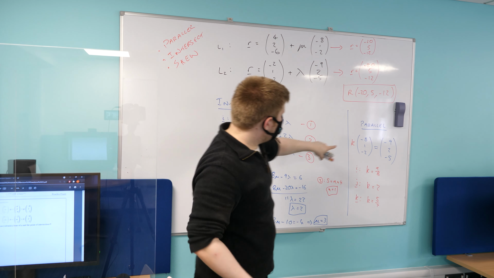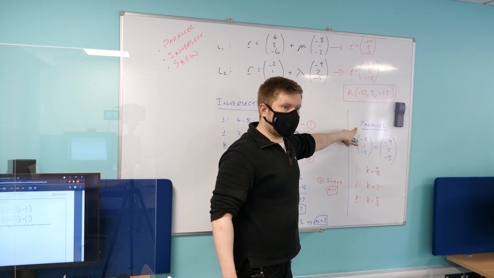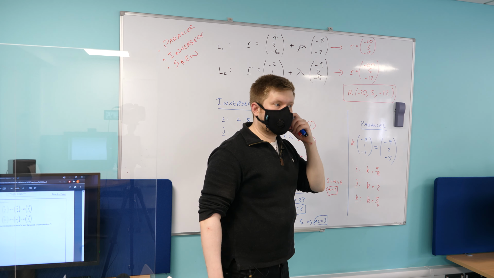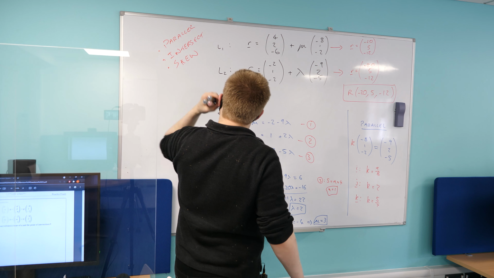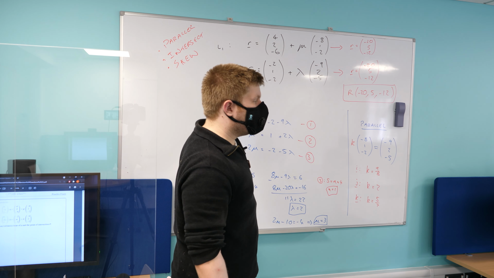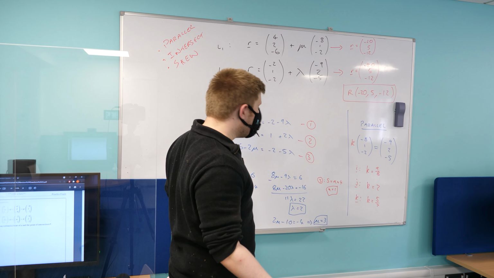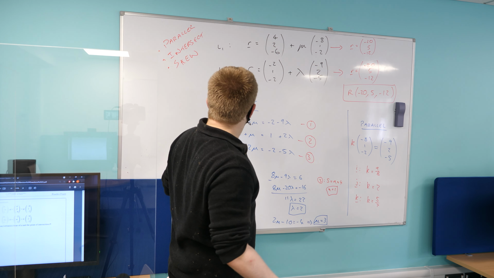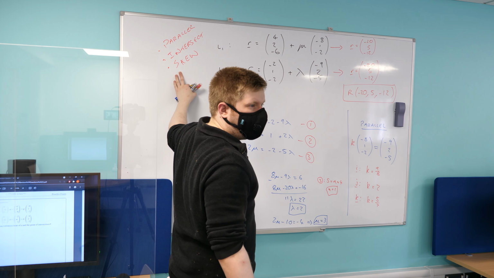So parallel, we've shown how to show 2 vector equations are parallel. Just look at the direction vectors, show that they're scalar multiples of each other. If they're intersecting, we've shown how to do that. Set them equal to each other, find a mu and lambda, make sure it's consistent. Skew then, how do we show that one?